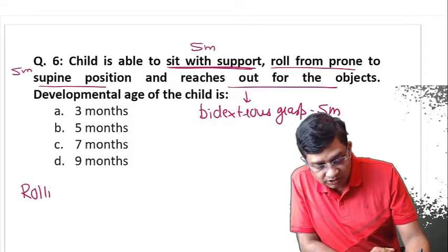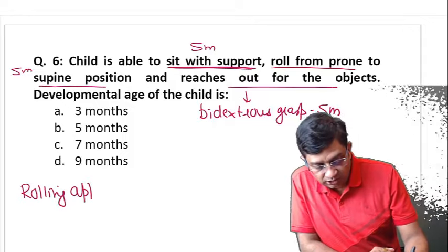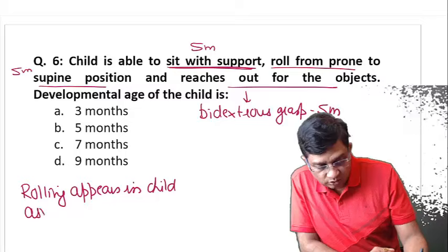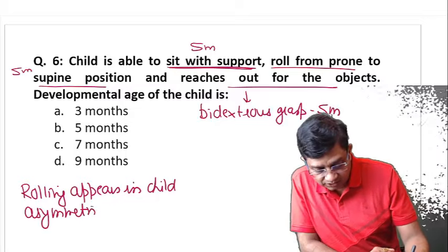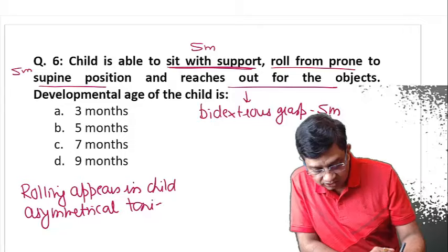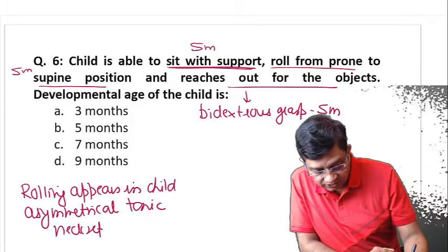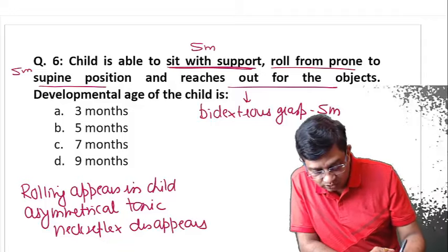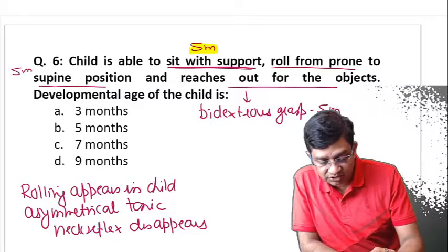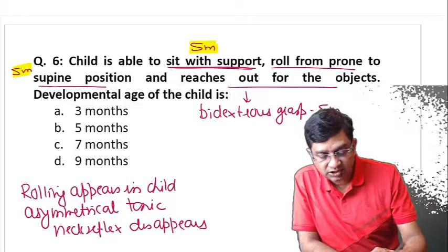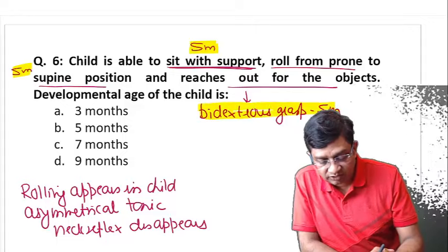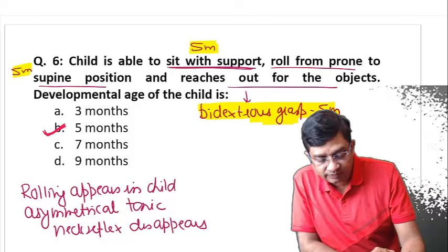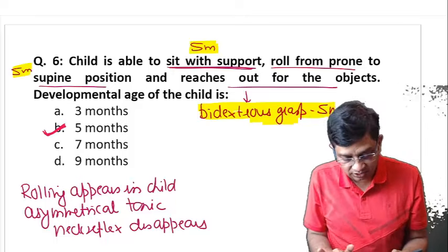Rolling appears in a child when the asymmetrical tonic neck reflex disappears. So if you see, we have given 3 milestones. All 3 are at the age of 5 months. Sits with support, rolling is present, reaches out for objects, everything is 5 months. So our answer goes in favor of 5 months.